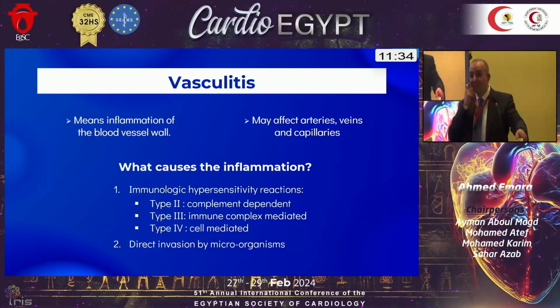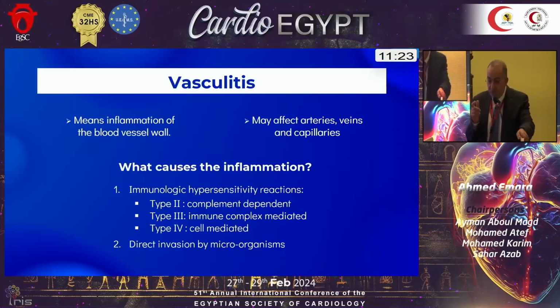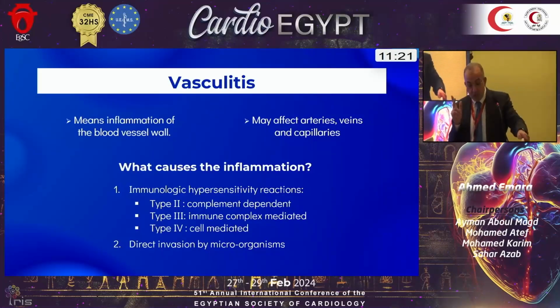What's vasculitis? Vasculitis means inflammation of the blood vessel wall. It affects arteries, veins, even the capillaries, so it is not limited to the arteries per se. What are the potential causes of this inflammation? Vasculitis may be caused by either an immunologic hypersensitivity reaction or direct invasion of the vessel by various microorganisms.